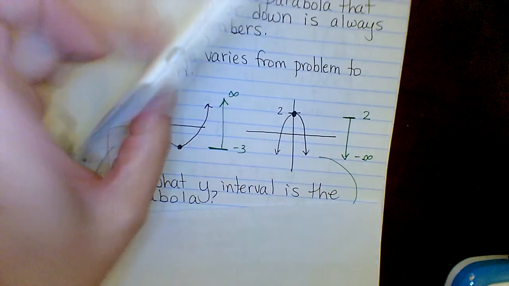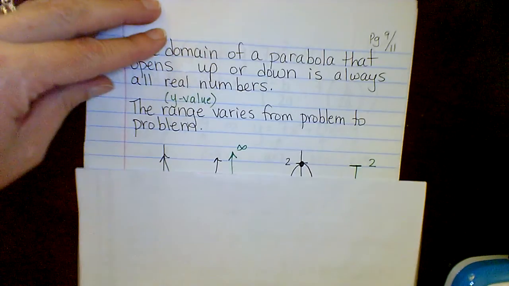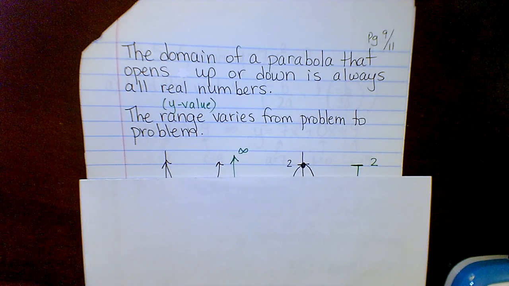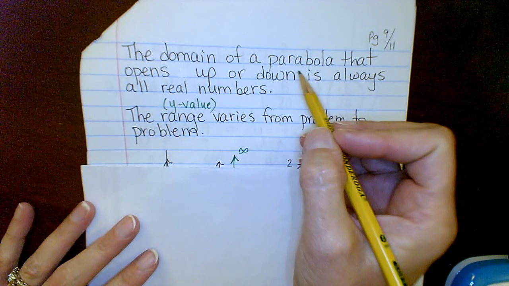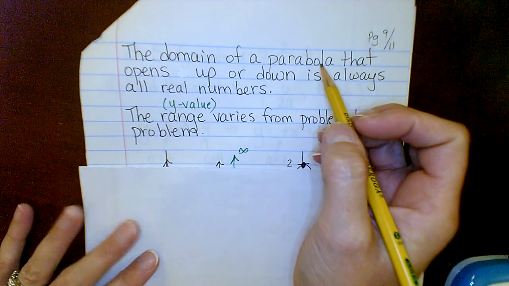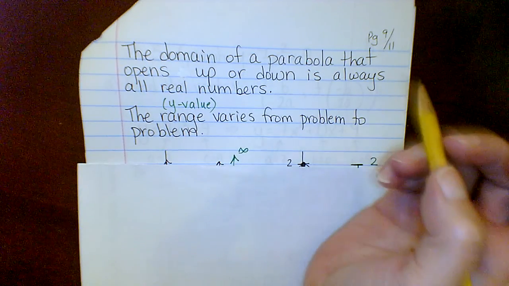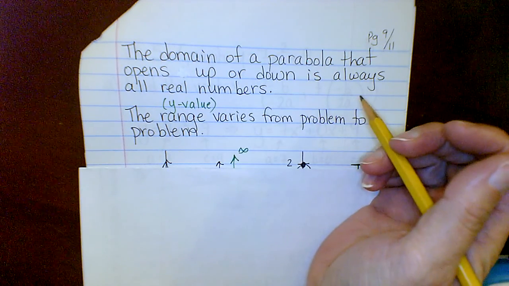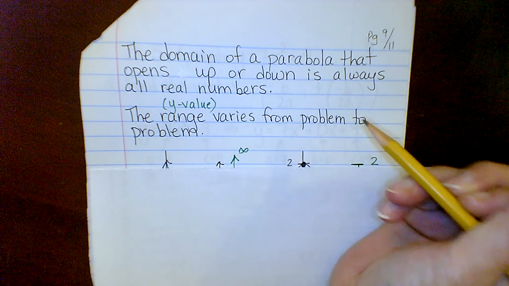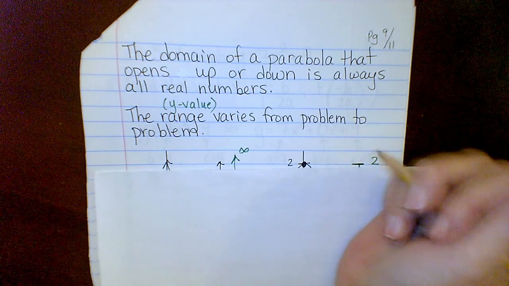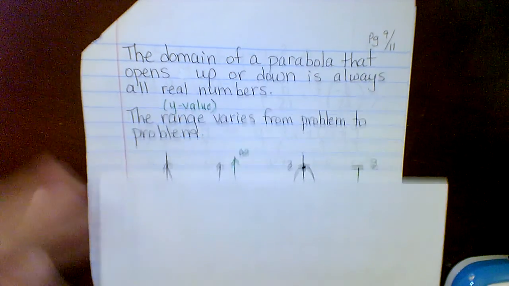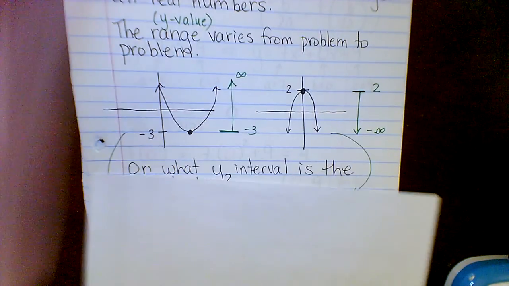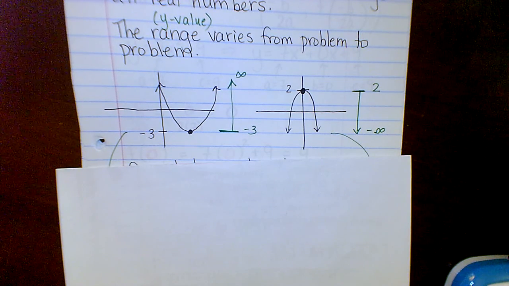All right, so let's talk about the domain and the range of a parabola before we go and do some more of these. The domain of a parabola, and I shouldn't say the domain of a parabola, I should say the domain of a quadratic function that opens up or down, it's always all real numbers because they always go infinitely left to right. The range is going to vary from problem to problem, okay? The range, remember, is the y values, and that's how far down and how far up the graph goes.